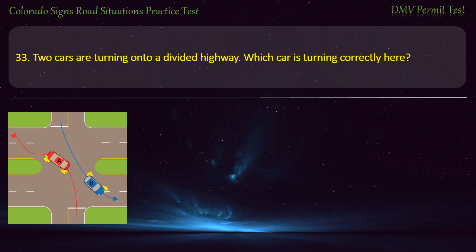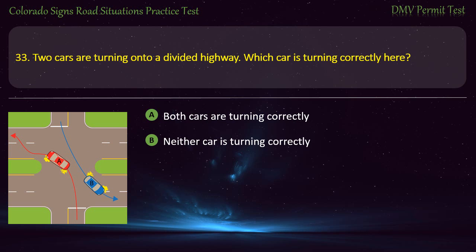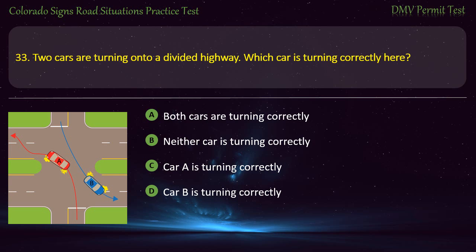Question 33. Two cars are turning onto a divided highway. Which car is turning correctly here? Both cars are turning correctly. Neither car is turning correctly. Car A is turning correctly. Car B is turning correctly. Answer. Car A is turning correctly.